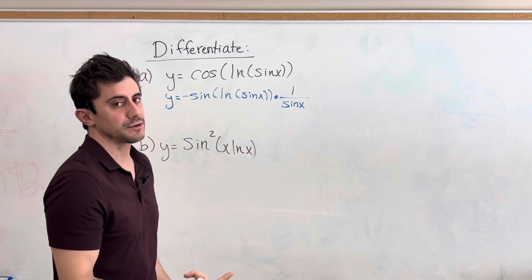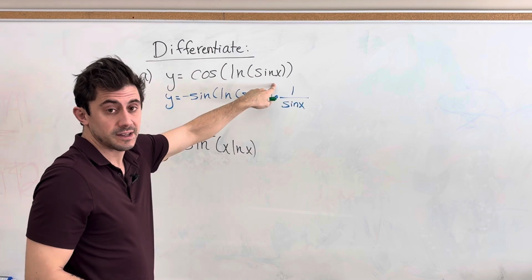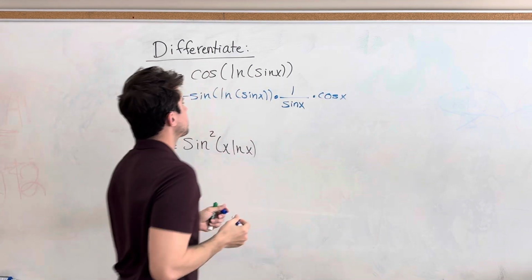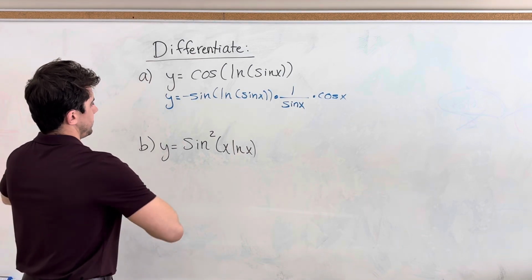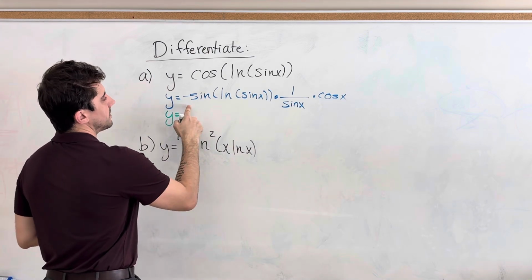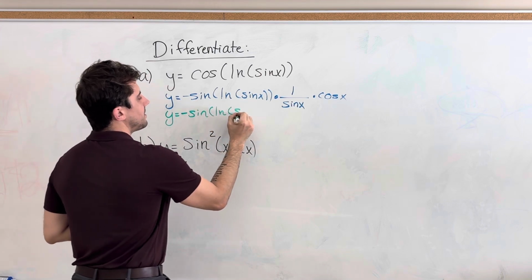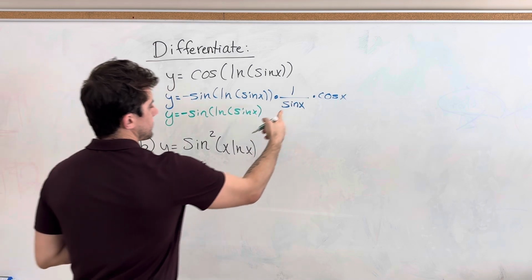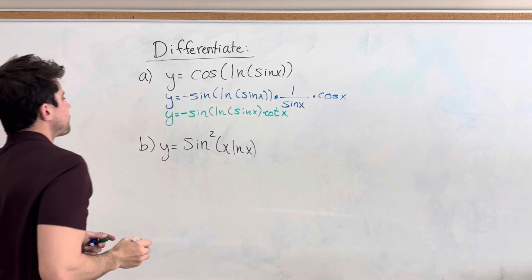And then again, the chain rule another time times the derivative of what's inside of the ln, i.e. the derivative of sine x, which is cos x, okay? And so now we have, let's layer this with different colors. So we have y is the negative sine of the ln of sine x times cos x over sine x, which is cotan x.